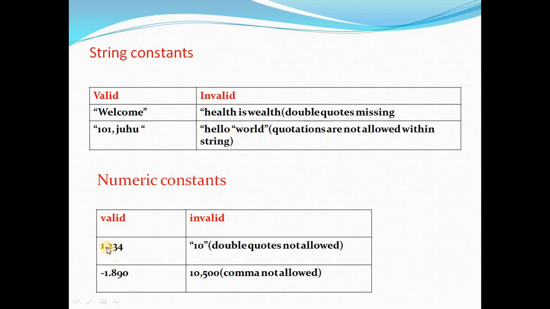Now, examples of numeric constants. See, it can contain a point, like 1, 2, 3, 4. And even it can contain a negative number, that is minus 1.890. And it should not contain double quotes. The numeric constant should not be enclosed within double quotes. And even a comma is not allowed. Got it?